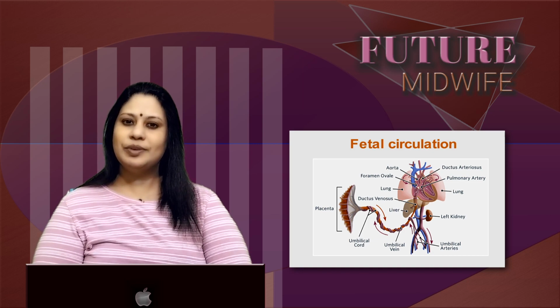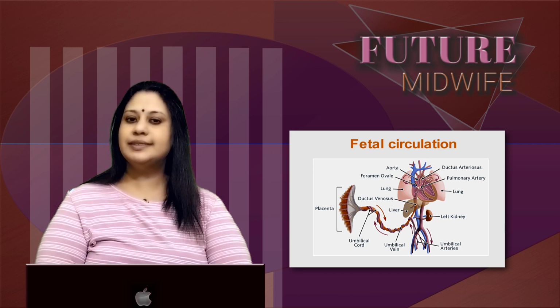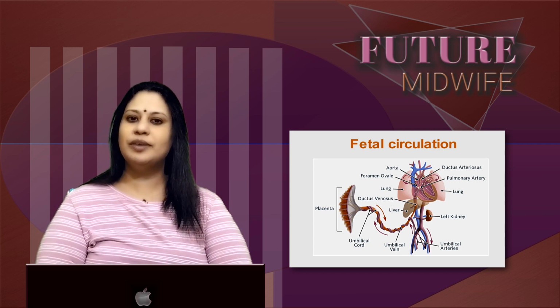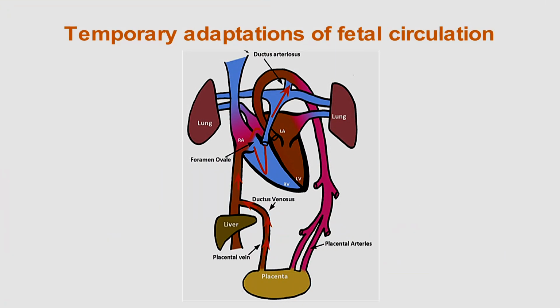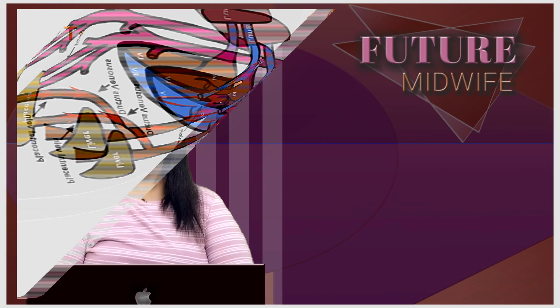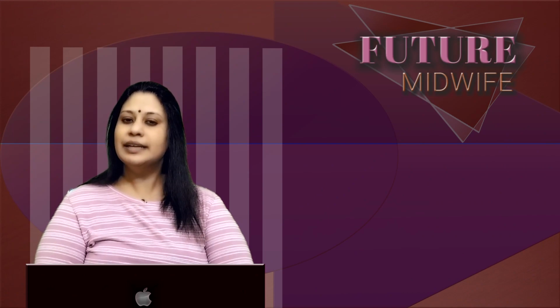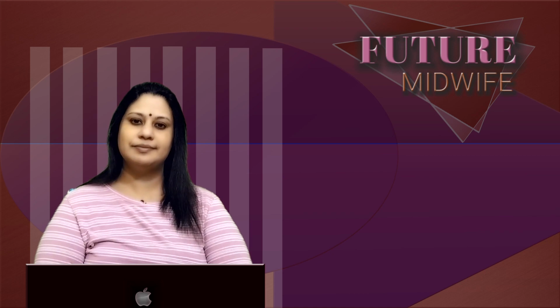So during intrauterine life, we have 2 umbilical arteries and 1 umbilical vein. Fetal circulation bypasses the lung via a shunt known as the ductus arteriosus. The liver is bypassed by means of the ductus venosus. The blood travels from the right atrium to the left atrium by means of the foramen ovale. The normal fetal heart rate ranges between 110 to 160 beats per minute.